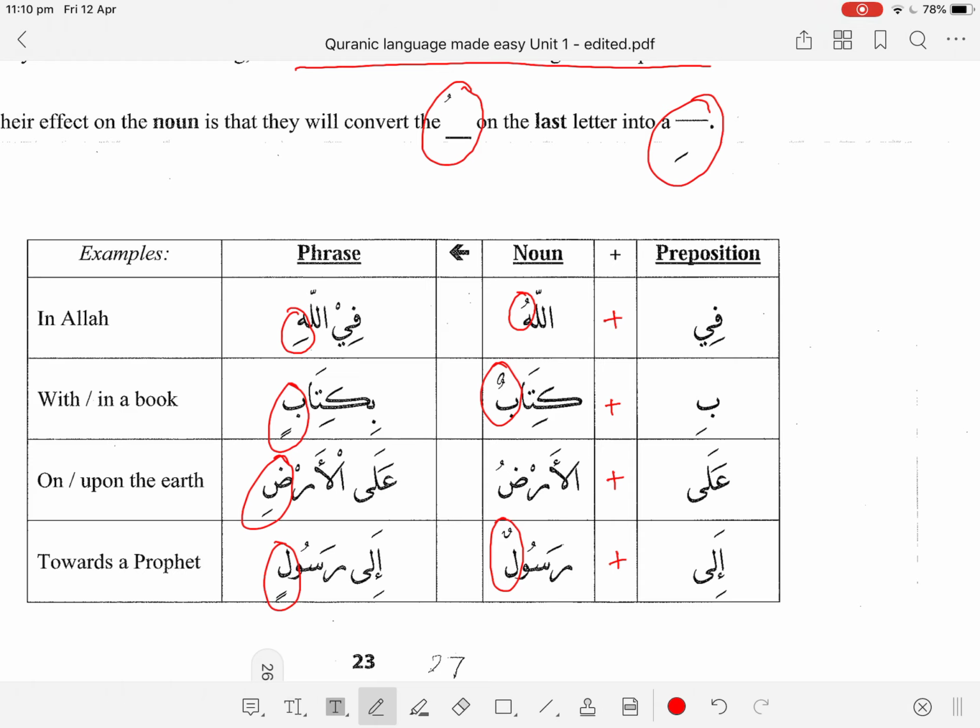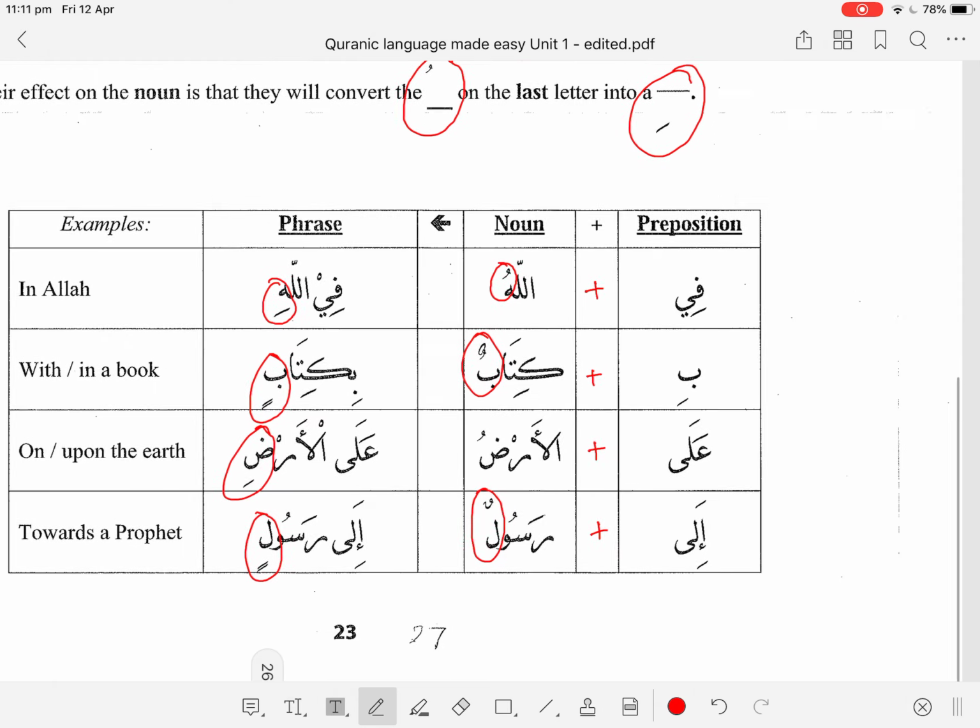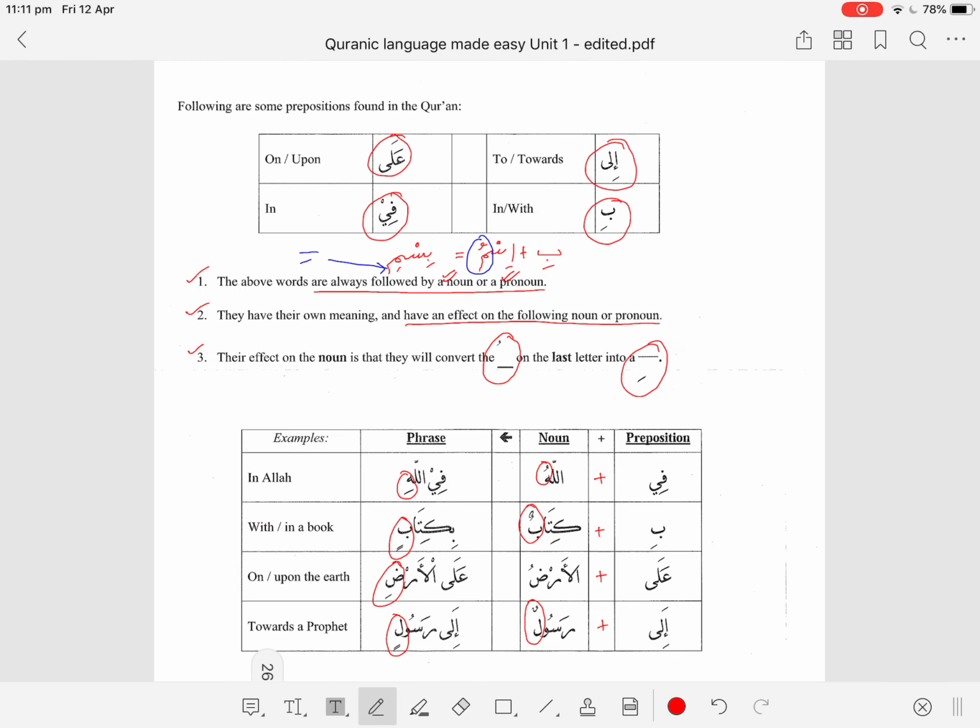So if you find any noun which has a kasra at the bottom, most likely it's going to be preceded by a harf jar. This is essentially showing connectivity, that fi is actually related to Allah. So fillahi. Yeah, this is what we have here.